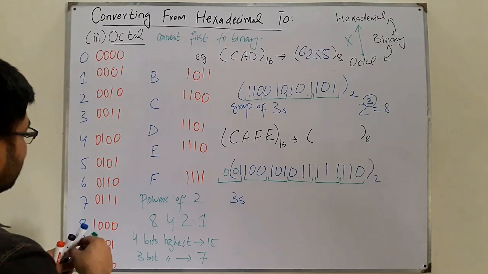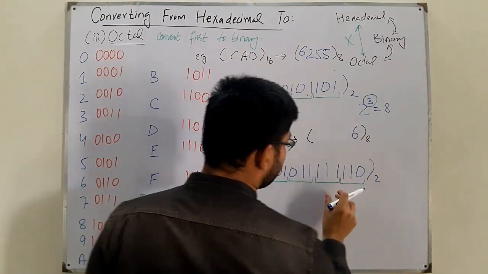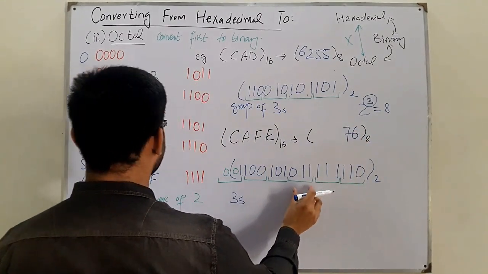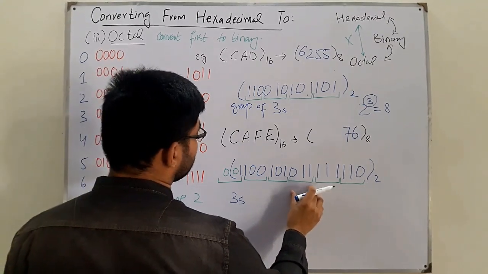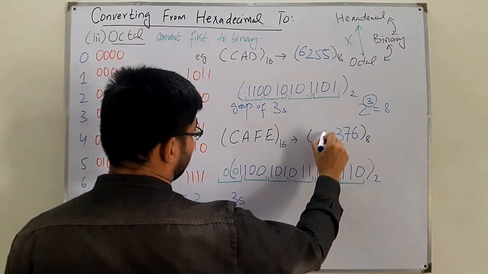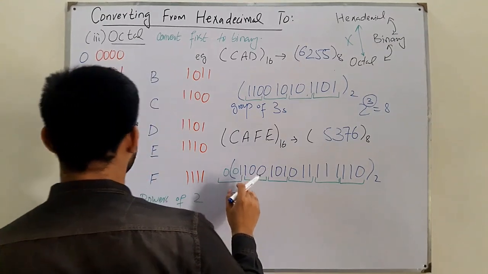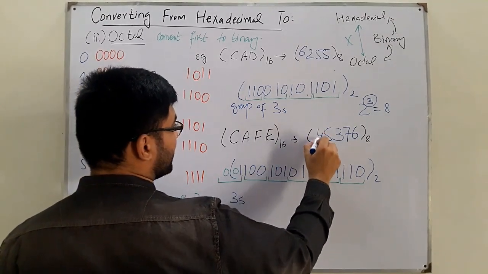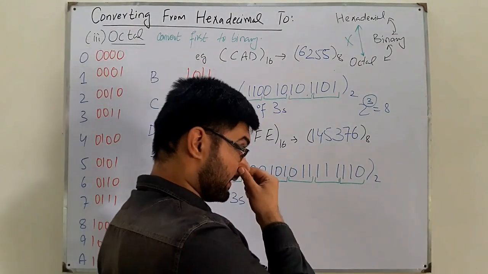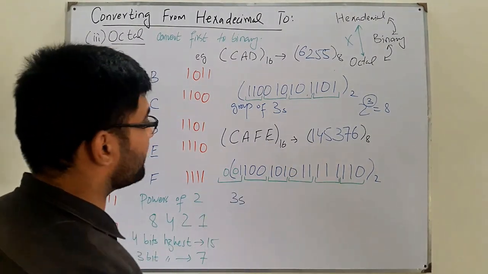Now this 110 is 6, okay? 111, I told you, is the highest number. This is 7. 011 is 3. 101 is 5. And 100 is 4. And this 001 is 1. So the equivalent of CAFE is 673541. Alright? Sorry, it's the base 8 equivalent.